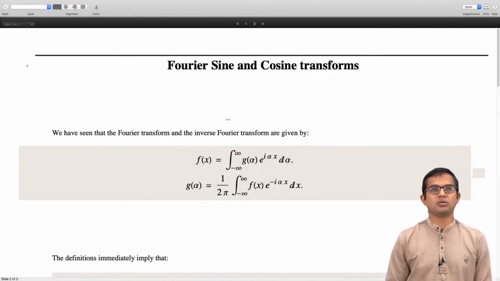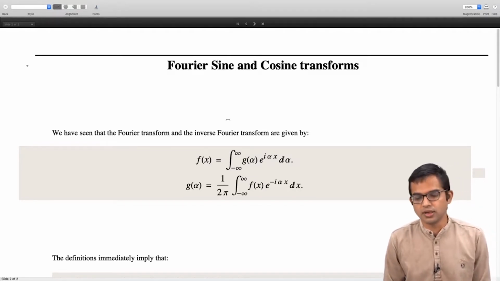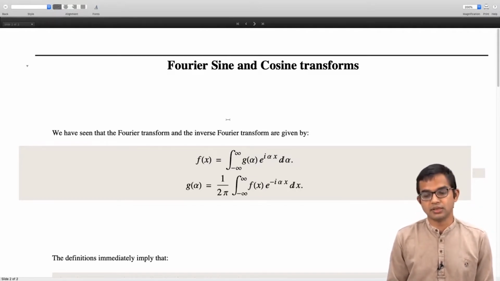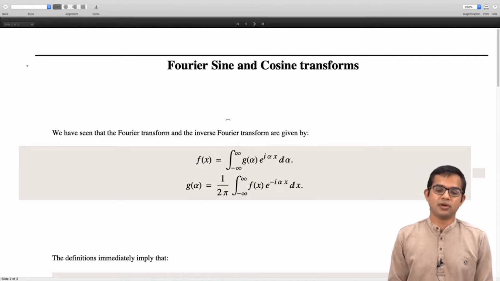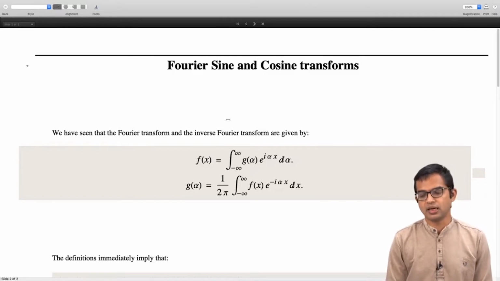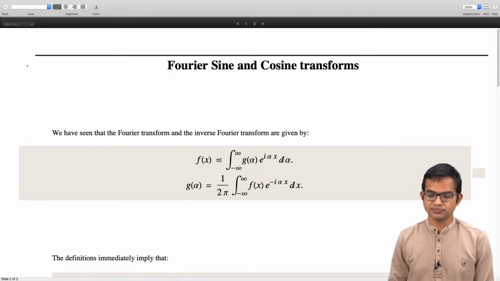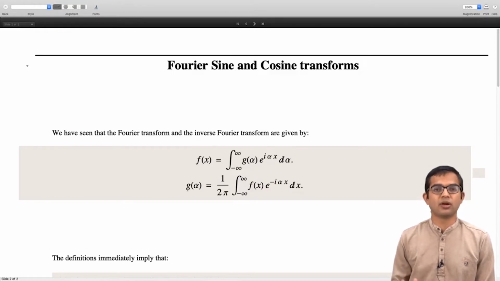Okay, so we have seen how any arbitrary function f of x can be written as an integral from minus infinity to plus infinity of g of alpha e to the i alpha x d alpha, where g of alpha is the Fourier transform of the function, which is given by another integral, 1 over 2 pi integral from minus infinity to plus infinity of f of x times e to the minus i alpha x dx, right? So it's important to mention that this factor of 1 over 2 pi which appears in the definition of g of alpha is a matter of convention, right?